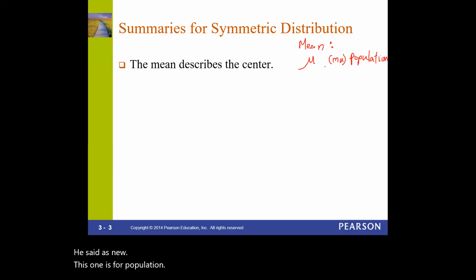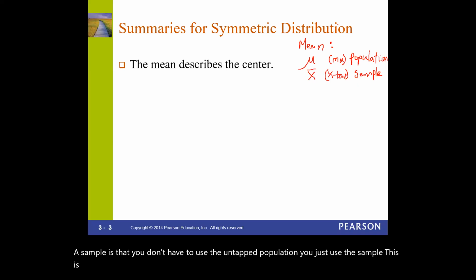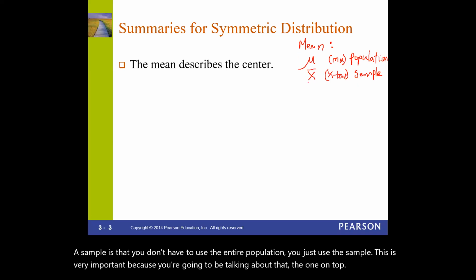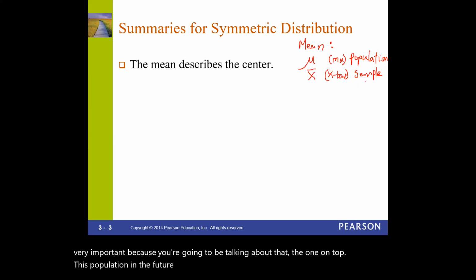Okay, and then we use the symbol X bar. You read it as X bar. And this is for a sample. A sample means you don't have to use the entire population, you just use a sample. This is very important because we'll be talking about the population one in the future. But today we're going to focus on the sample.